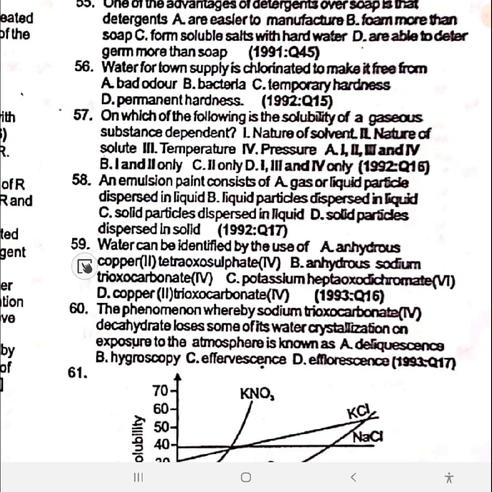We've touched that already. 59. Water can be identified by the use of... This is for the test of water. Use of anhydrous copper sulfate or cobalt chloride. Copper sulfate is CuSO4. Cobalt chloride is CoCl2. I'm trying to be fast so the videos will not be too boring for you. 59 is option A, anhydrous copper(II) tetraoxosulfate(VI).